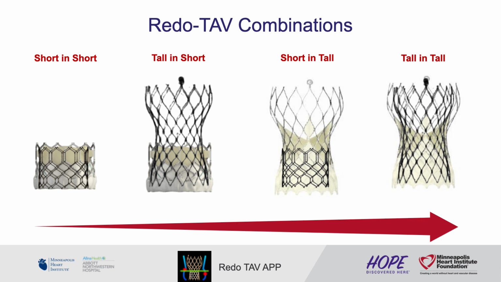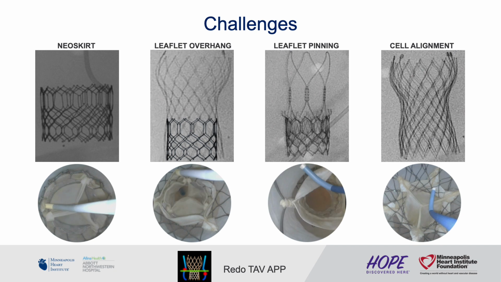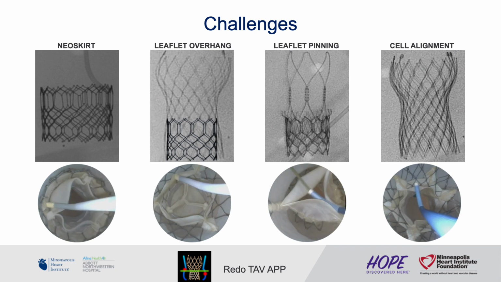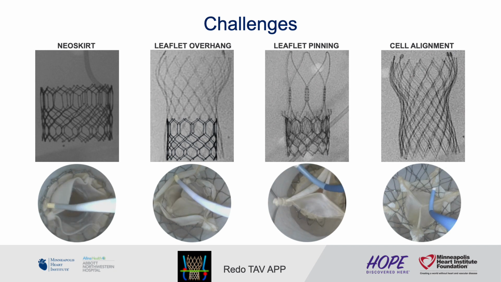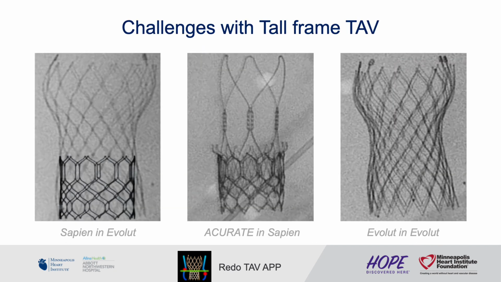There are many different combinations of redo TAV possible, but when thinking about the challenges and techniques for coronary access, we can break it down into these four groups. The challenges can be seen across any combination of redo TAV, from the neoskirt to leaflets, as well as cell and commissural misalignment. But when thinking about tall frame THV in the setting of redo TAV, all the challenges and barriers for a coronary catheter are actually centrally located.